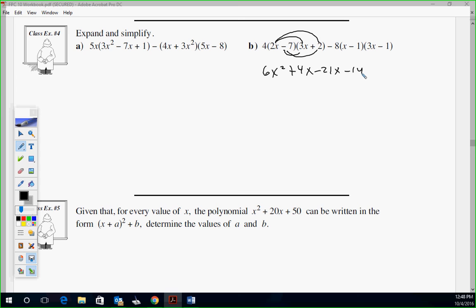Okay, that's my first one. And now what I'm going to do real quick is I'm going to combine my like terms. So it has 6x squared. 4 minus 21 is negative 17. And I'm going to keep my 4 outside here. We'll do that in a second.